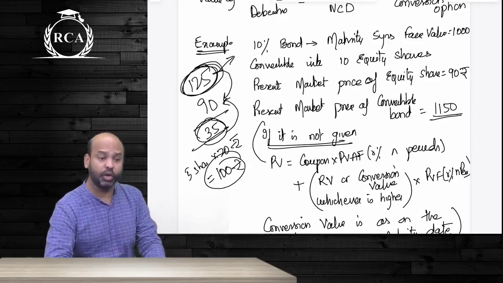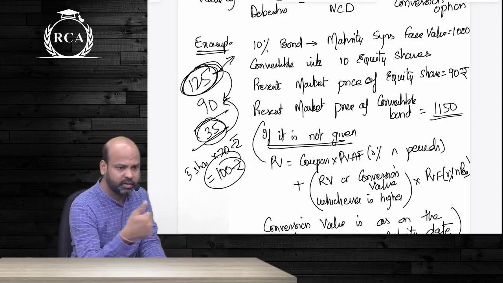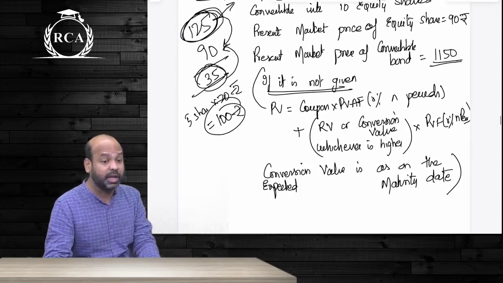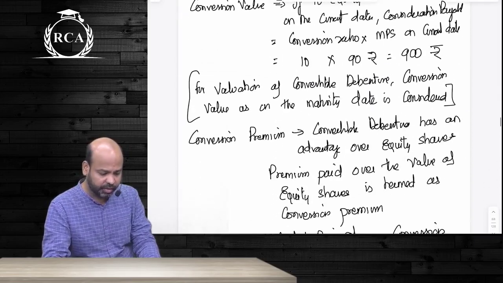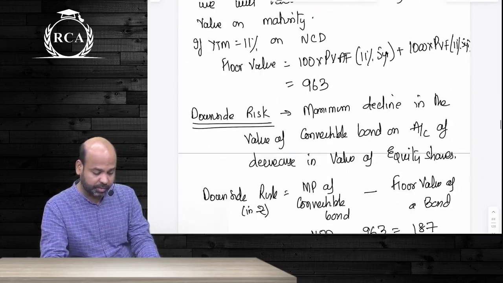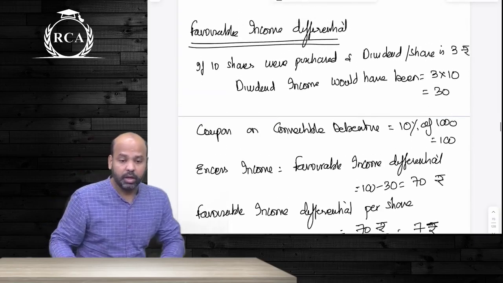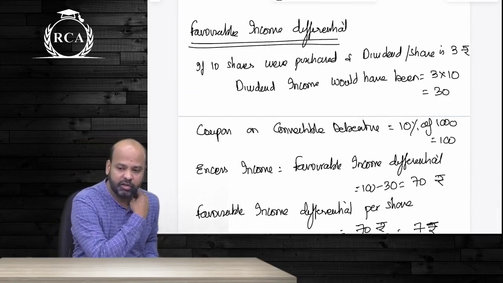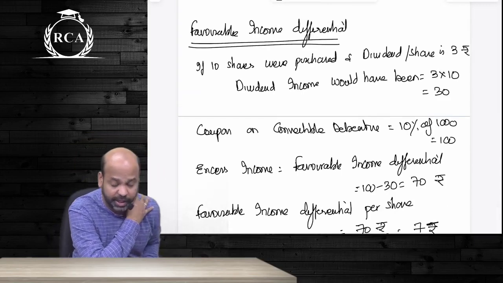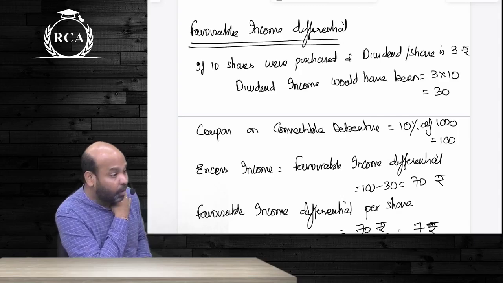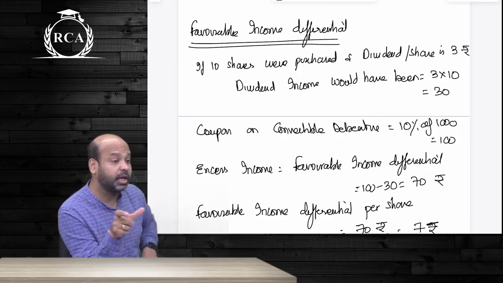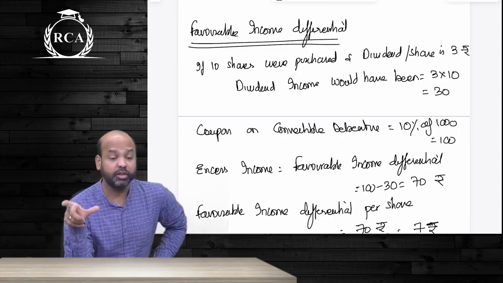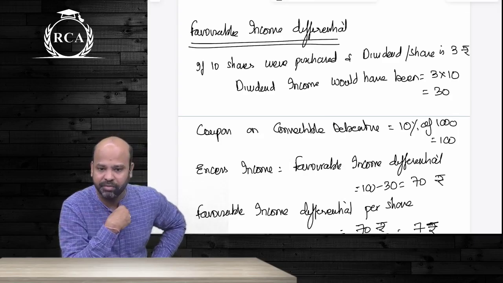After this, we moved on, still under convertible securities. We did downside risk, conversion premium, conversion value, downside risk in percentage. Then we did favorable income differential. Conversion premium is done, straight value is done, downside risk is done. So favorable income differential, guys, is this: instead of buying equity shares, you have purchased a debenture. What would have been the dividend income if you bought equity shares, and what is the interest income that you are getting from the debenture? The difference of these two is called your favorable income differential.